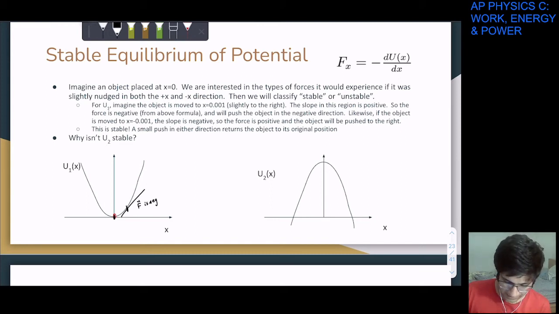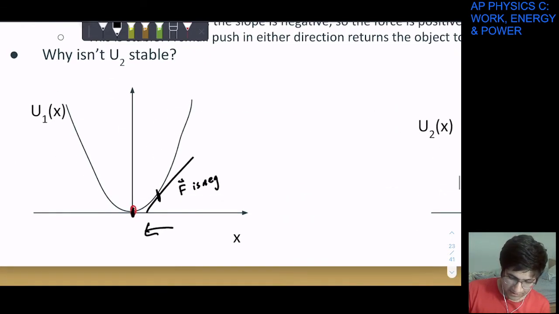If the force is negative, that means that we're moving the ball in this direction here. So what is this saying? This is saying that if we move the ball slightly to the right, the restoring force due to this potential is going to push it back to where it started. So we have stability on that side.